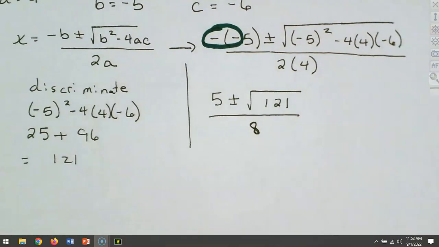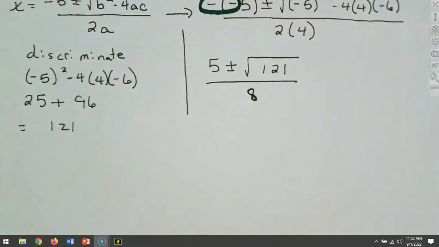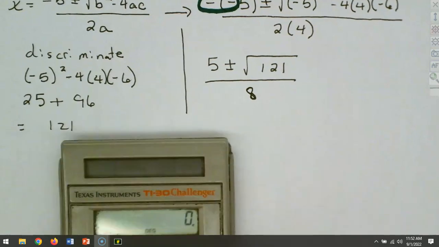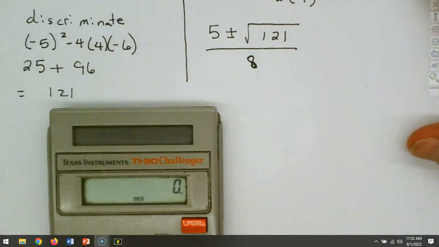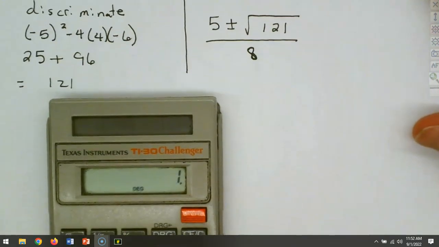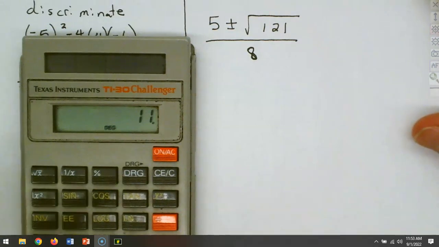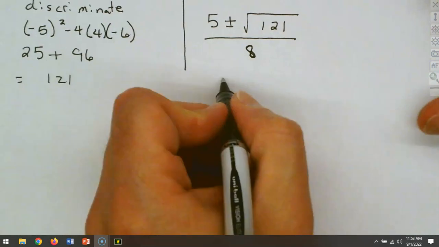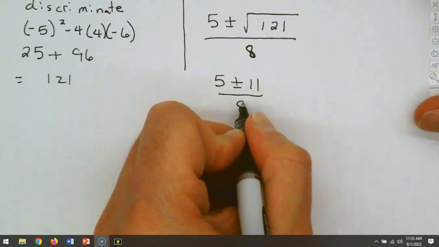Always check first, before you try to break it up, to see if it's a perfect square. You don't want to go through all the work of trying to split it up just to realize it was a perfect square at the beginning. 121, okay, is a perfect square of what? We use our square root key. 121 is a perfect square of 11, right? So in this case, it's going to break down into 5 plus or minus 11 over 8.